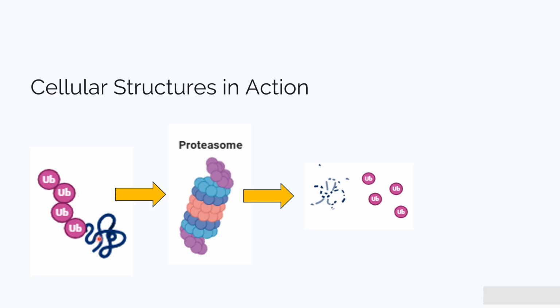This is how it happens. This is a protein and it is ubiquitin tagged. It enters into the proteasome and comes out such that the protein is all cleaved, resulting in amino acids.